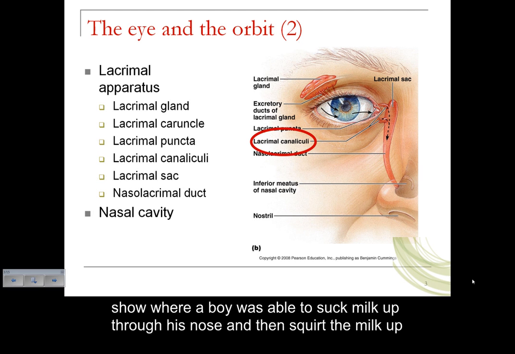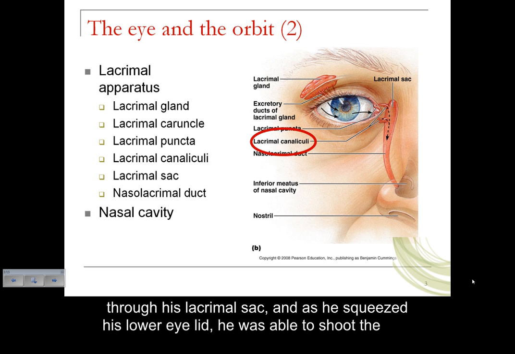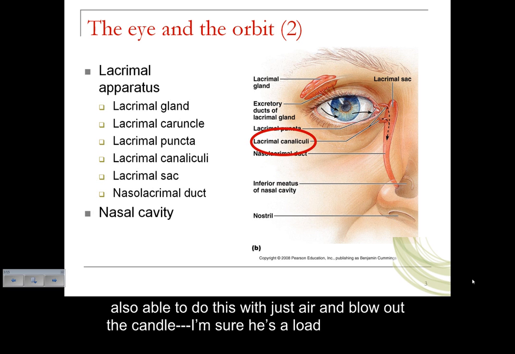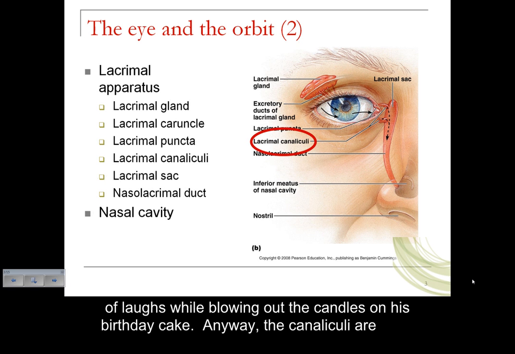However, I saw a show where a boy was able to suck milk up through his nose and then squirt the milk up through his lacrimal sac, and as he squeezed his lower eyelid, he was able to shoot the milk, as if he had a squirt gun, through his puncta and douse a lit candle. He was also able to do this with just air and blow out the candle. I'm sure he's a load of laughs while blowing out the candles on his birthday cake.